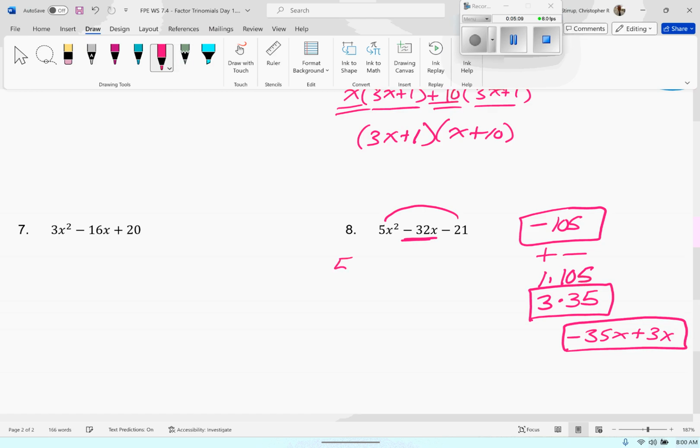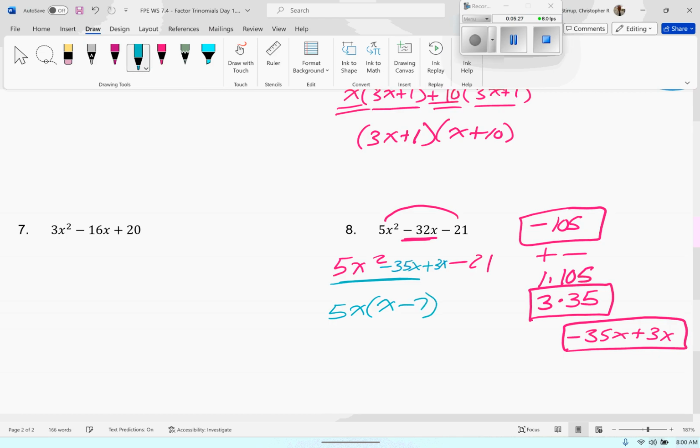So bring the ends down, so I get 5x squared minus 21. And then in the middle, I'm going to go negative 35x plus 3x. Okay, what do I have in common between those two? And I have a 5x. So an x comes out. And then you have x minus 7.